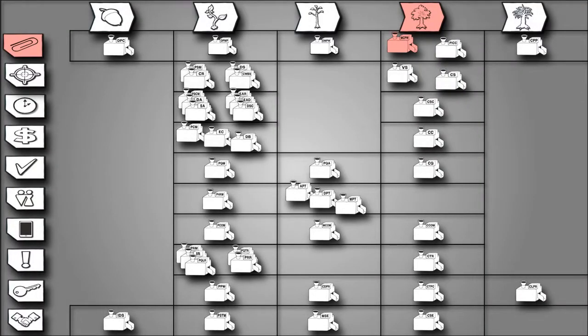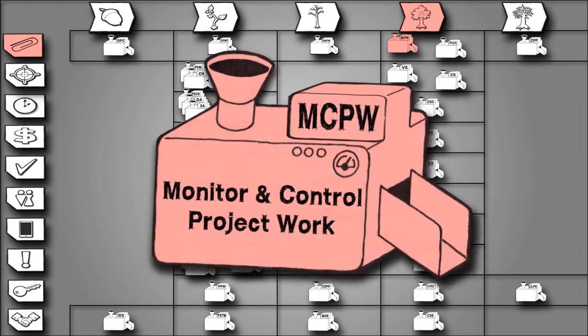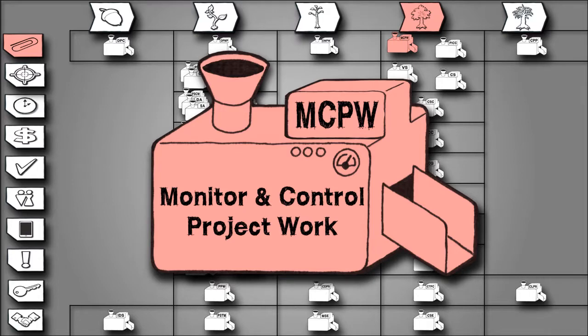A project manager needs to ensure that progress is made on the project while controlling the internal and external influences that may affect the project outcome. In this lesson, we'll discuss the process that helps the project manager control what's happening in the project, the Monitor and Control Project Work process.